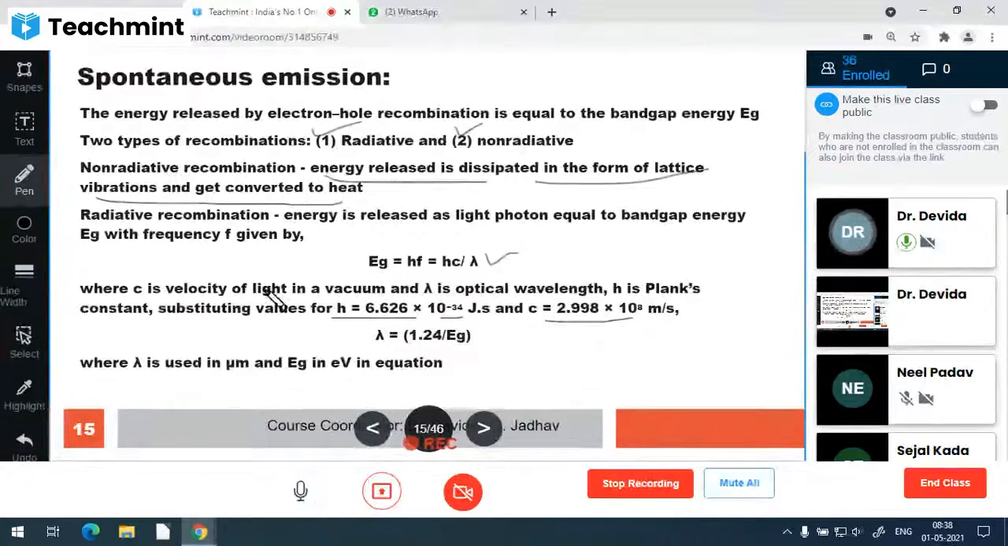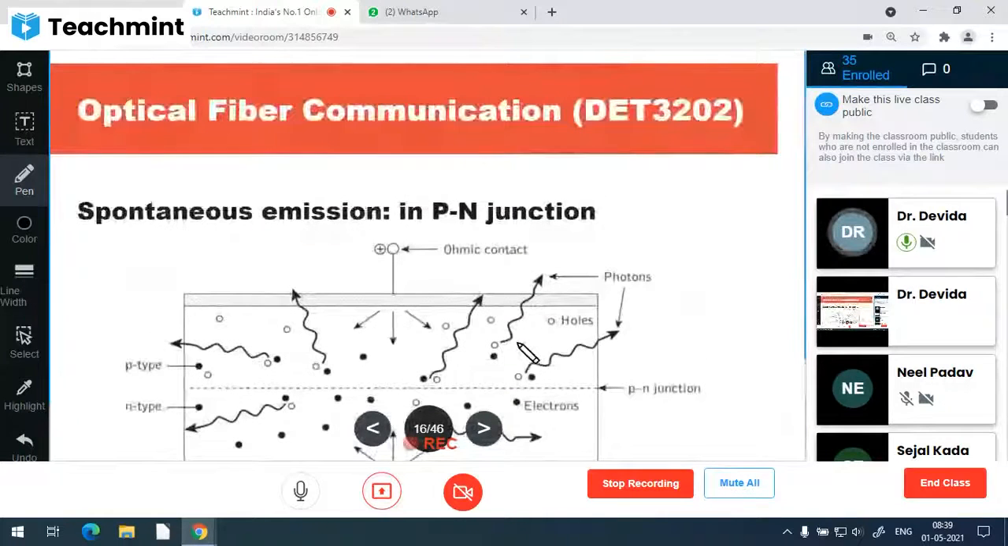Lambda is the optical wavelength, and f is the frequency. So if we substitute these values into the formula and rearrange the equation, we get lambda equal to 1.24 divided by Eg, where we have to consider lambda in micrometers and Eg, the band gap energy, in electron volts. So this is the simplified formula.